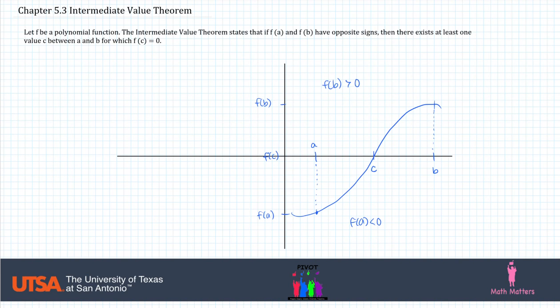Let's say our function looks like this, and we're given a over here and b over here. This time f of b is negative and f of a is positive. So since f of a and f of b are still different signs, opposite signs, it guarantees there's still some value c between our a and b that crosses the x-axis. So f of c is, again, 0.